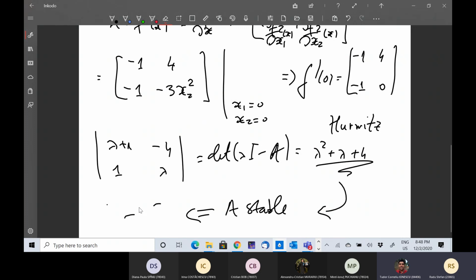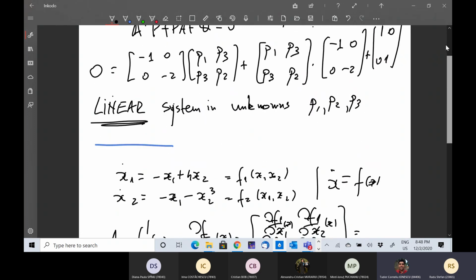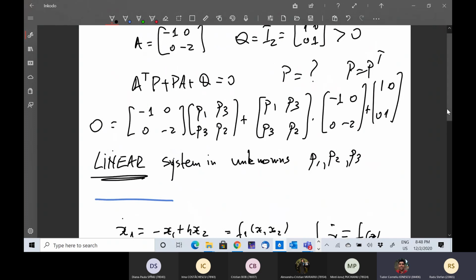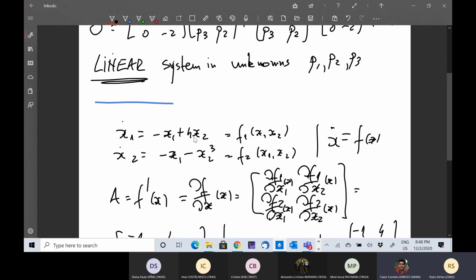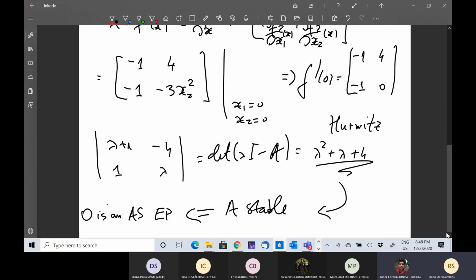So this is the point. The origin is an asymptotically stable equilibrium point for that system. Of course, it's an equilibrium point: if I put here x1, x2, both 0, it works like that. And I have for you a nice exercise, and we close now.